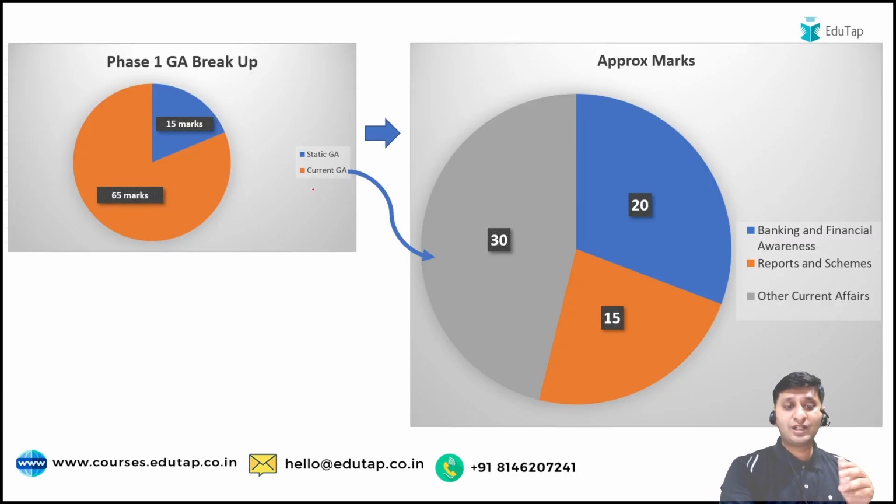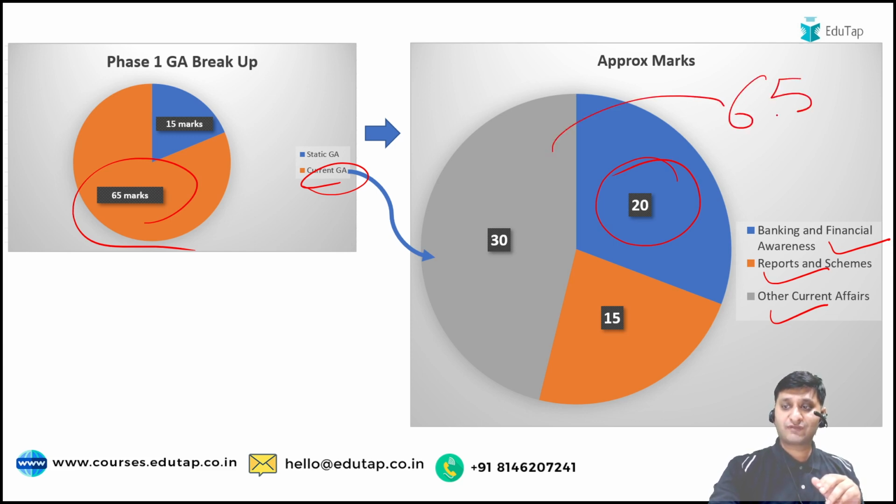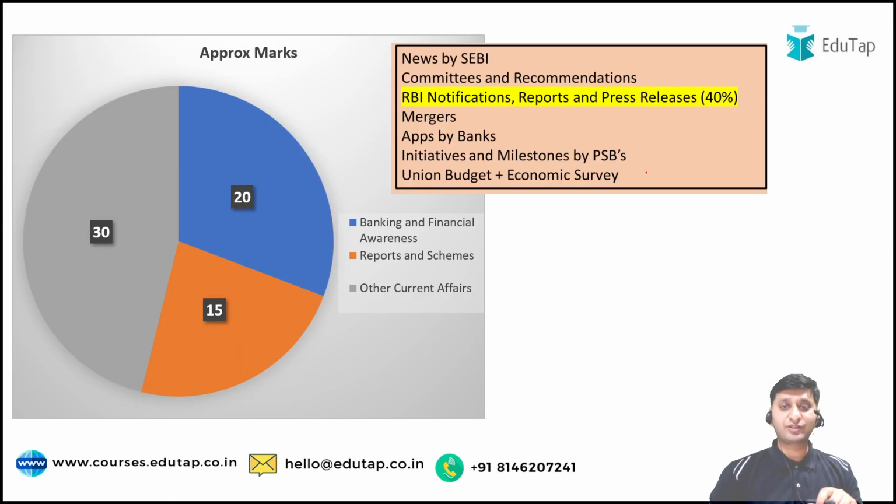Now coming to the current GA part, which is worth 65 marks, this can be further broken up into banking and financial awareness, reports and schemes, and other current affairs. First, I'll talk about banking and financial awareness, which is 20 marks out of 65. All these three sections together are 65. Out of that, 20 marks is banking and financial awareness.